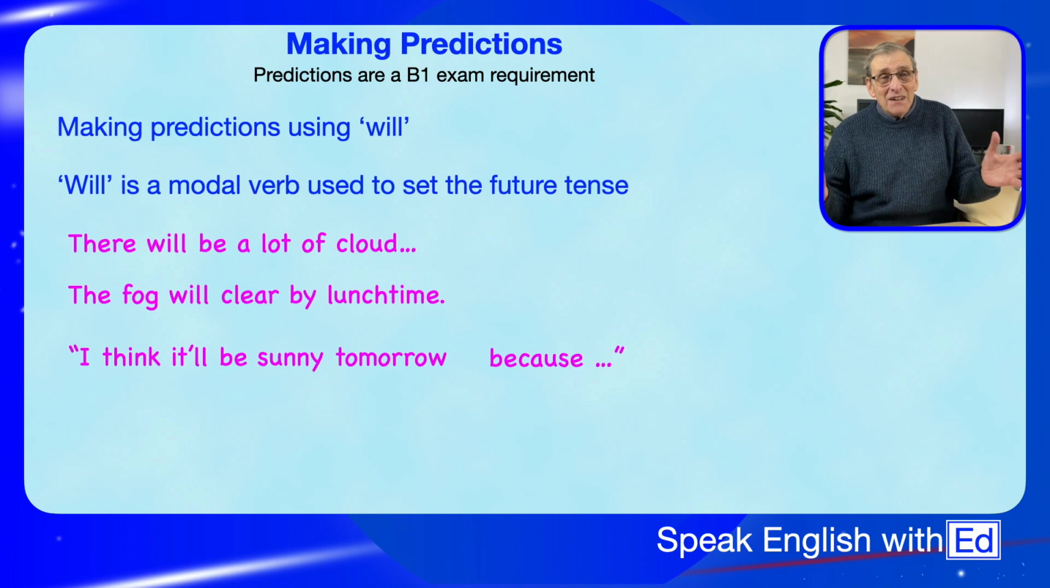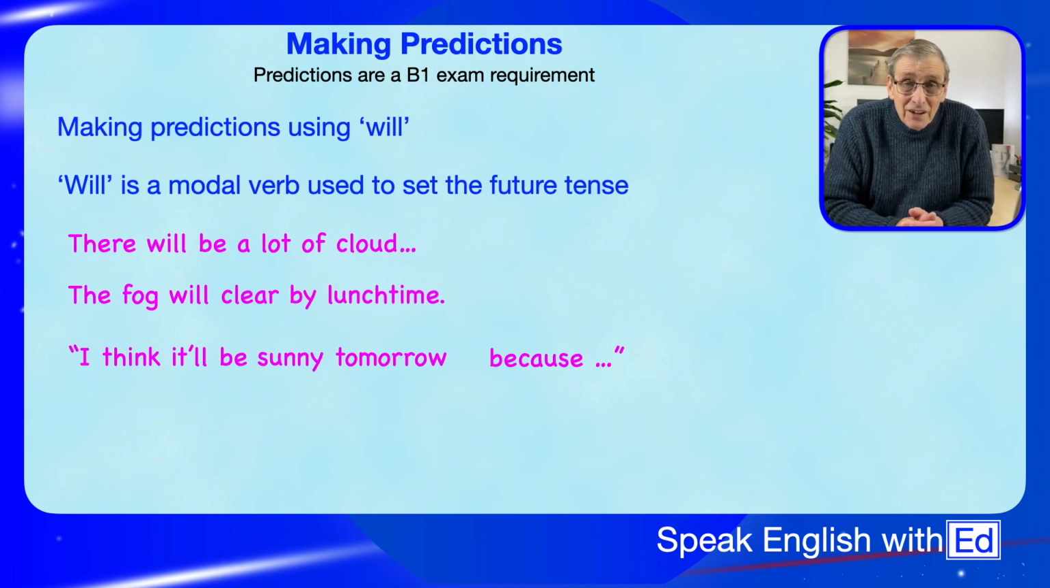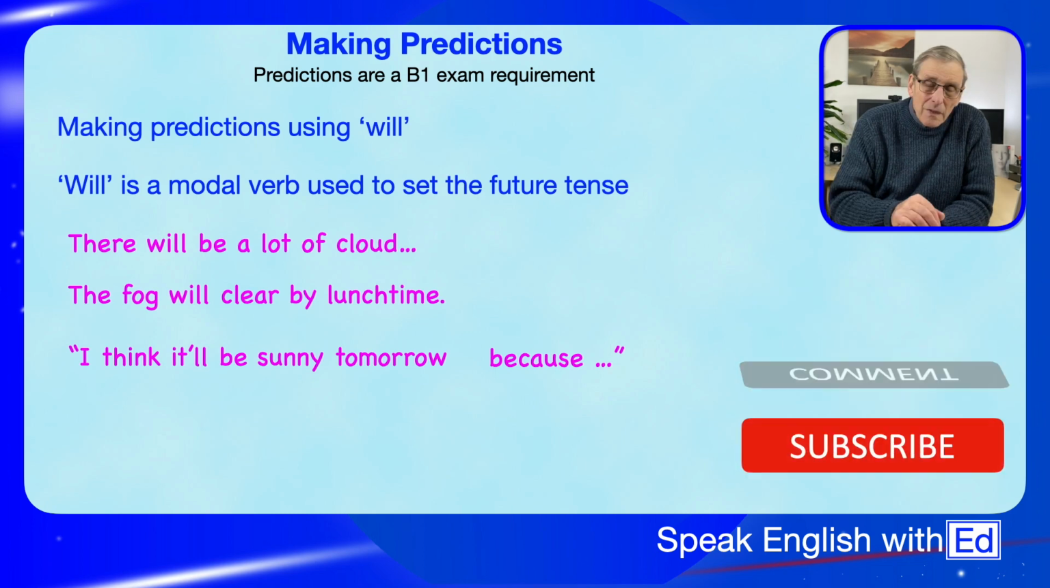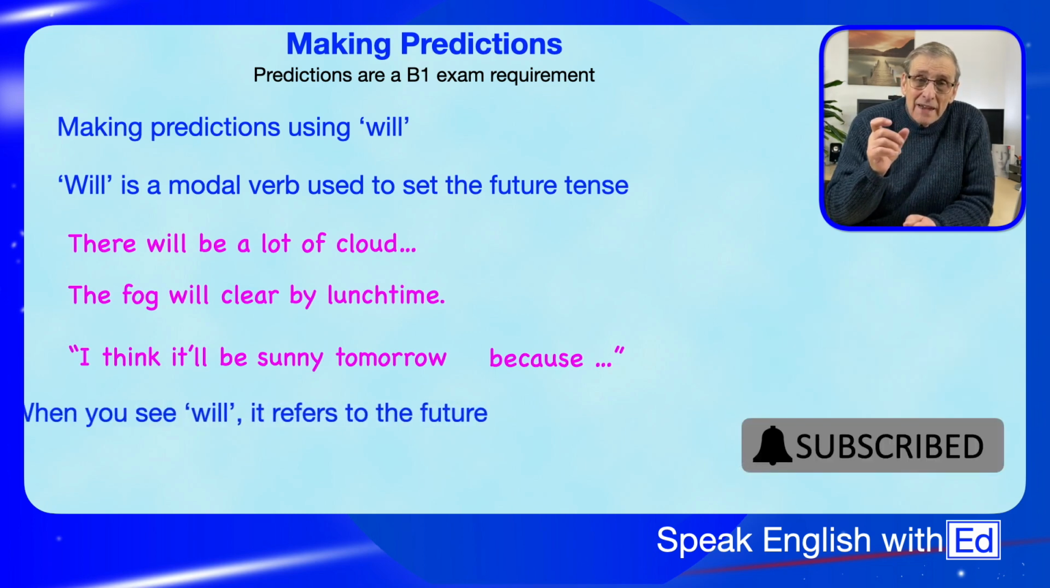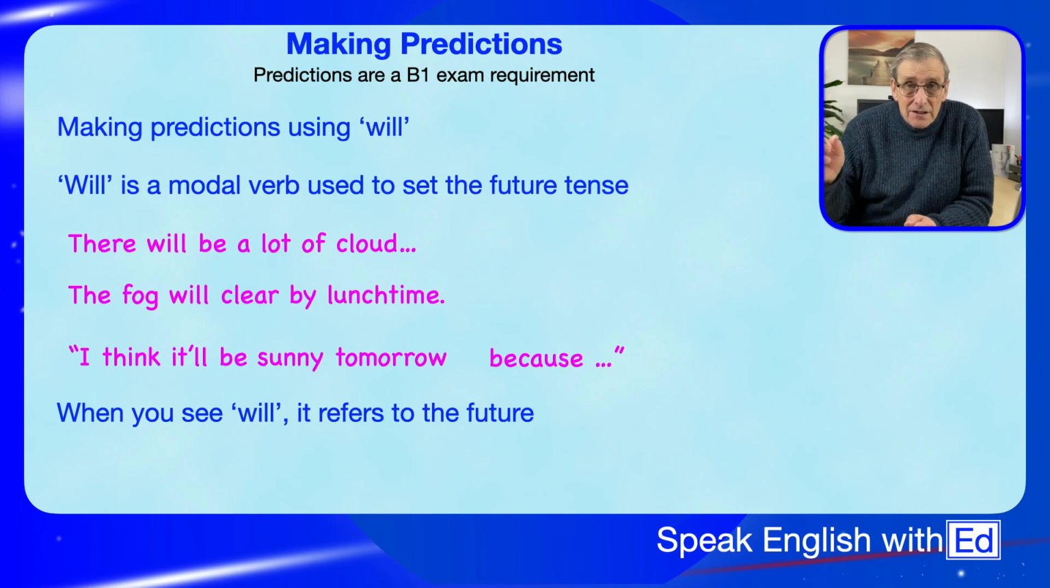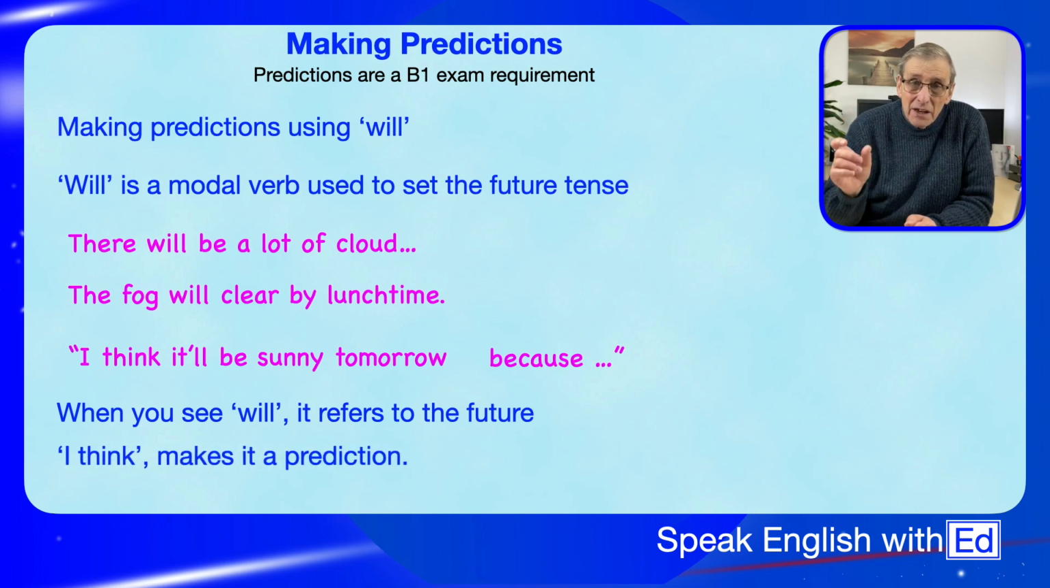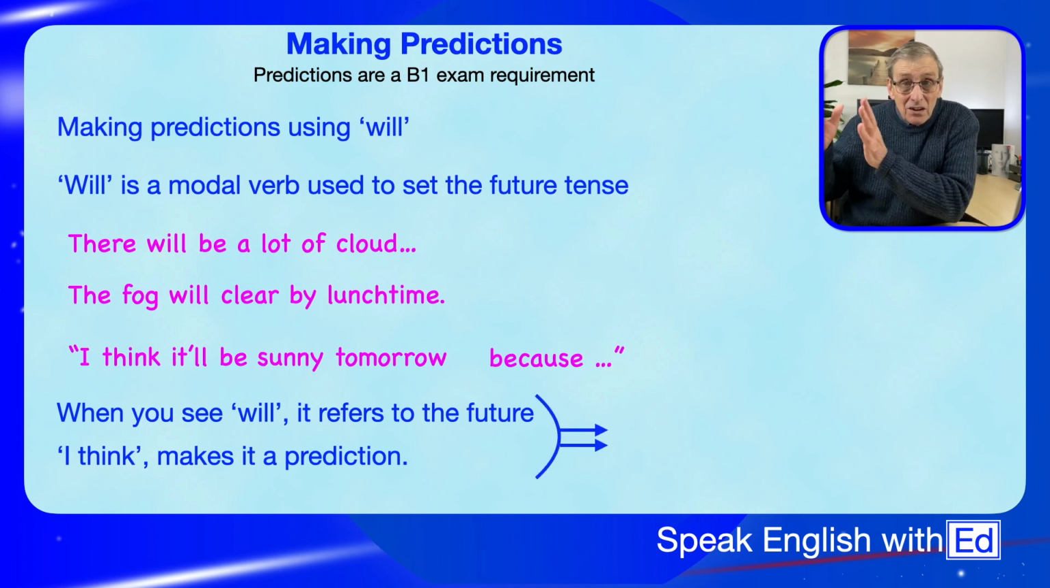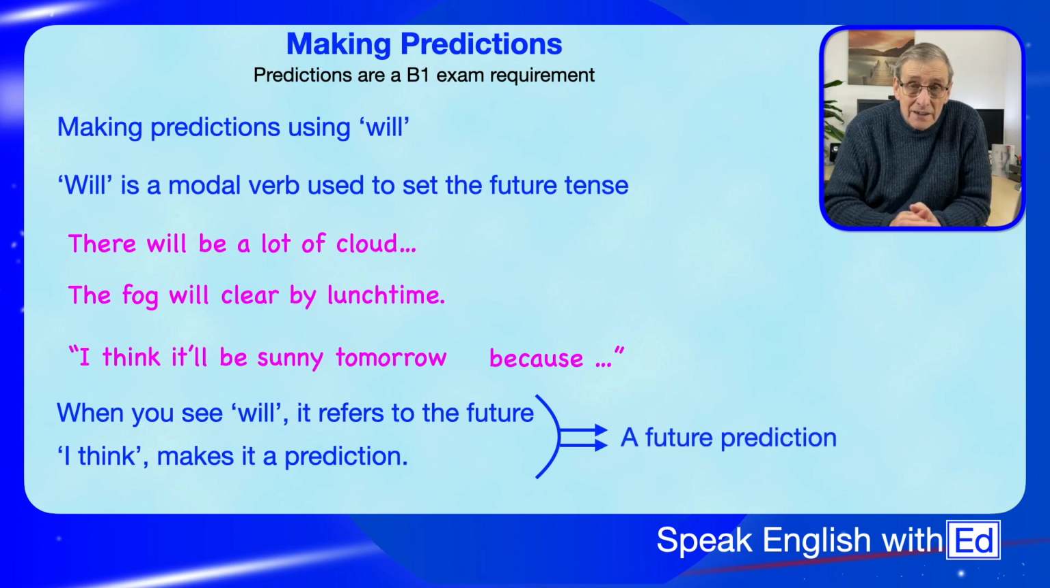Also, it's another thing that you're being tested for in the exam, giving reasons. So you're ticking two boxes with one statement here. I think it will be sunny because, and that's giving you another tick on your box. So it will is setting the future tense. I think is making a prediction. I think it will is setting your prediction into the future, into an indefinite time in the future. And that is what your examiner's listening for.